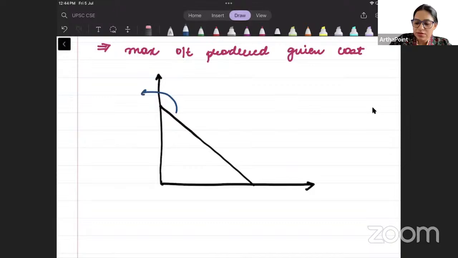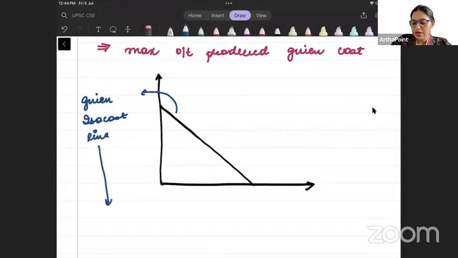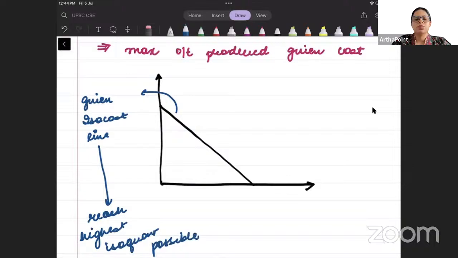So given this ISO cost line, you want to reach the highest ISO quant possible. So I have given you an ISO cost line. Given this ISO cost line, you want to reach the highest ISO quant possible. So what will you do?